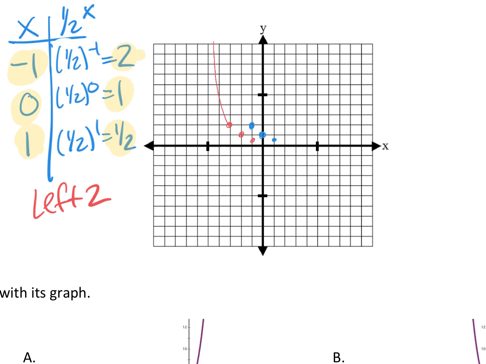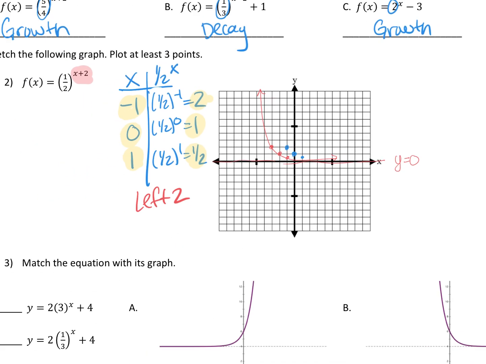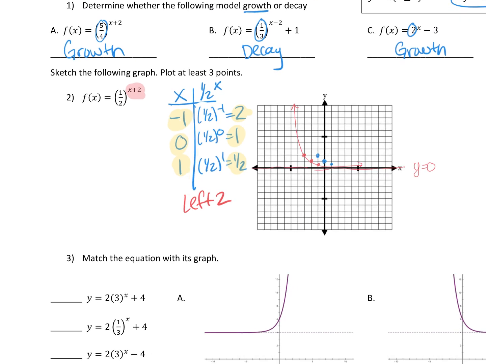And so our graph will look like this, with our asymptote here at y equals 0. So let me zoom out a little bit, so we can see that we have exponential decay. Make this line a little thicker.